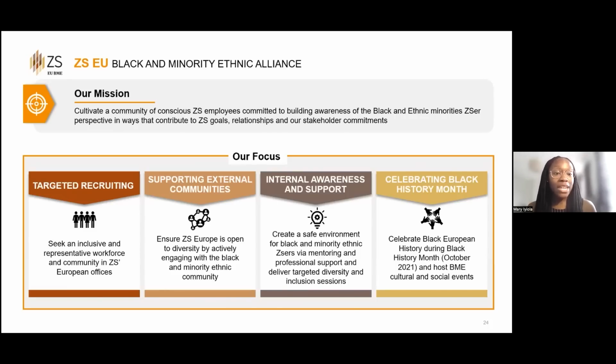What you see on the screen here is that our overall mission is to be conscious and build awareness about Black and minority ethnic, not only ZSs, as we like to call ourselves, but also our external community. Our 4 main pillars are, first, targeted recruiting. So really making sure we get the best talent from everywhere. Regardless of your race, we're looking for the best talent, but that means we're really going out there and searching for it and not just making sure people come to us. Our second pillar is supporting external communities. In the past, we've worked with loads of social enterprises and given them our pro bono consulting on their organizations. Internal awareness as well.